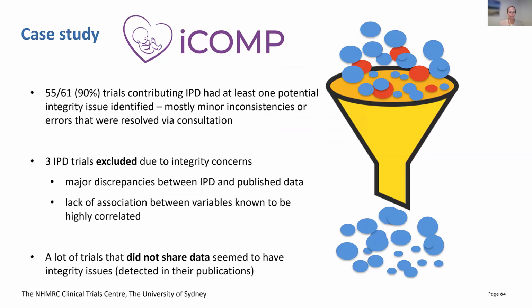We did end up excluding 3 IPD trials with integrity concerns. One of them had a lot of discrepancies between the raw data and the publication, and there was also a lack of association between variables known to be highly correlated. I should mention as well, of course, not all trials provide their IPD, and of those that didn't, we also excluded several based on our integrity checks. As you'd expect, the quality of those is often not as high as the trials that provide data.